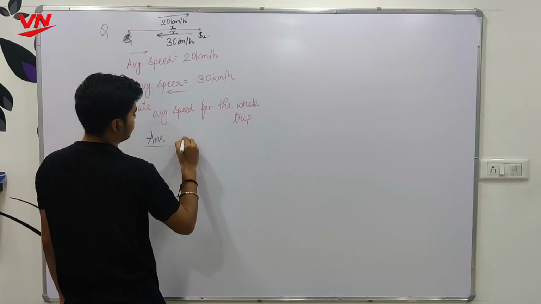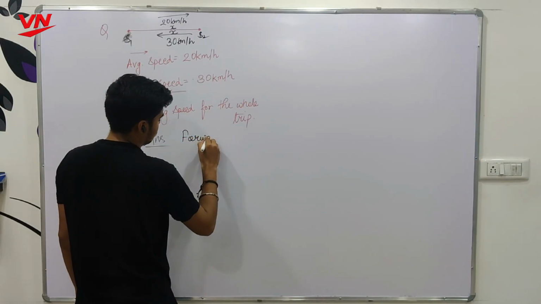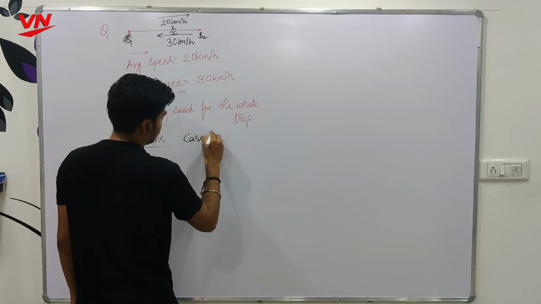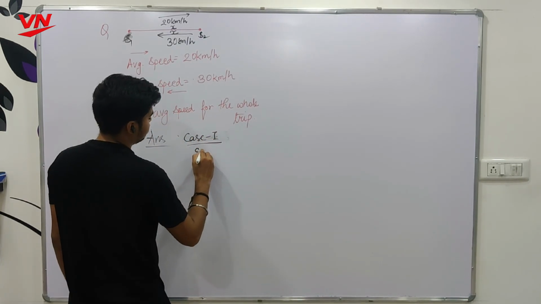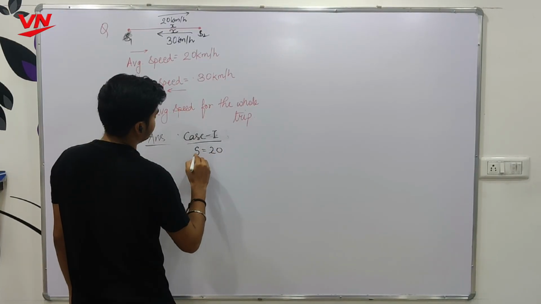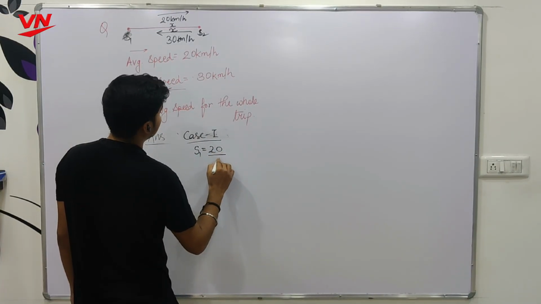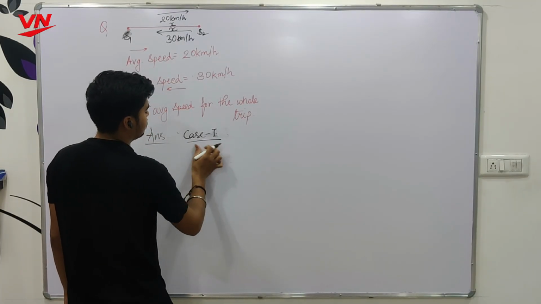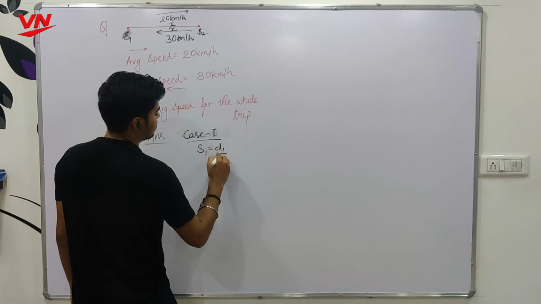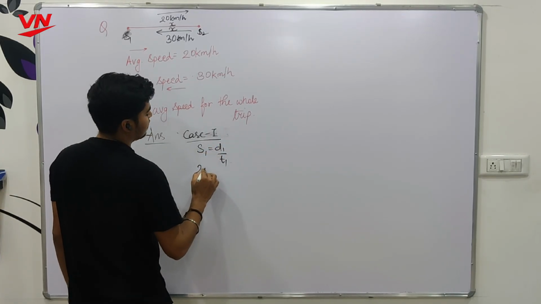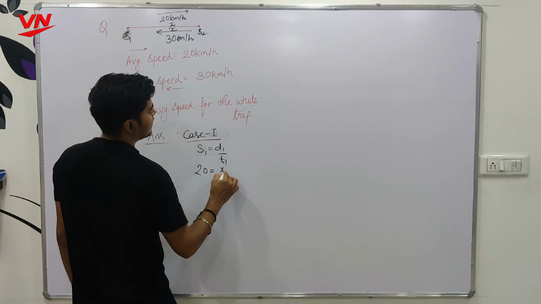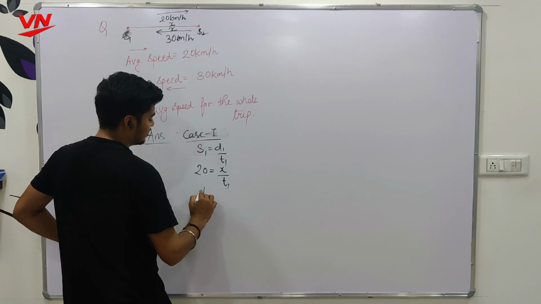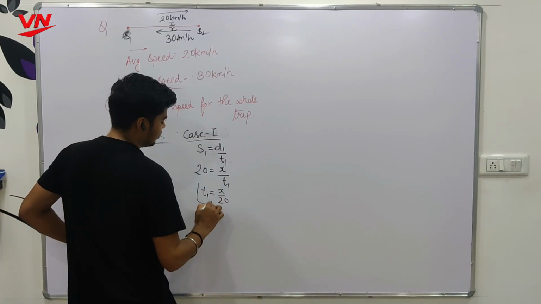Okay, let's talk about the forward trip, or the first case, case 1. The average speed is 20, we can take it as S1, 20 km per hour, and we don't know the time. Speed is equal to distance upon time. Instead of speed we write 20, the distance we have taken as x, and time as t1. Now if you make time the subject, I will get x by 20.